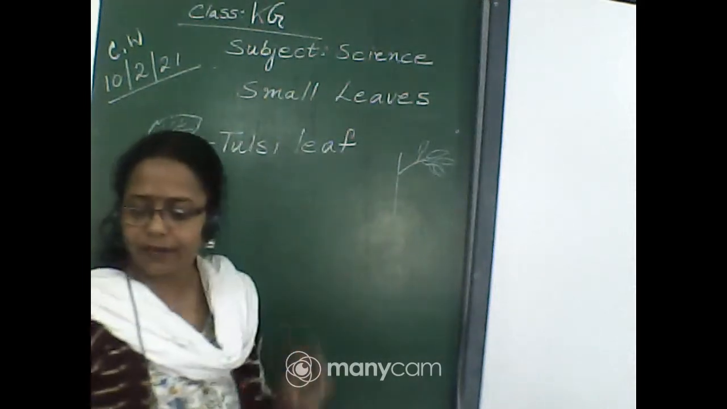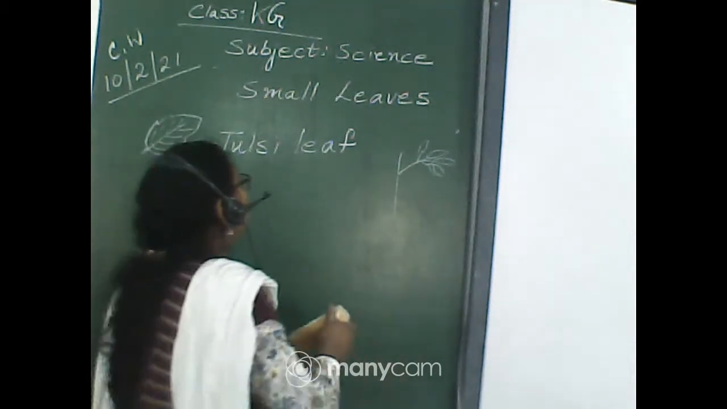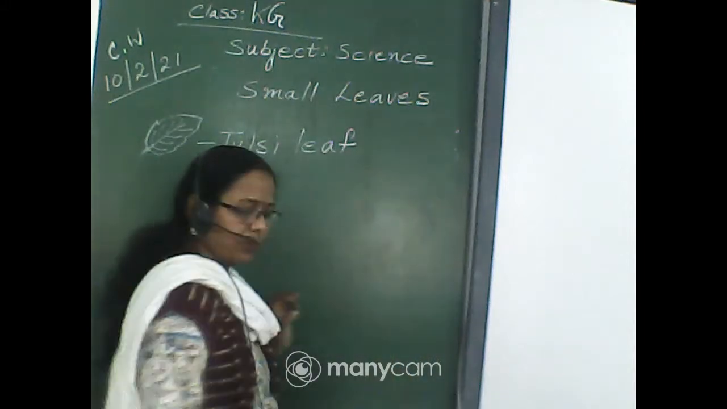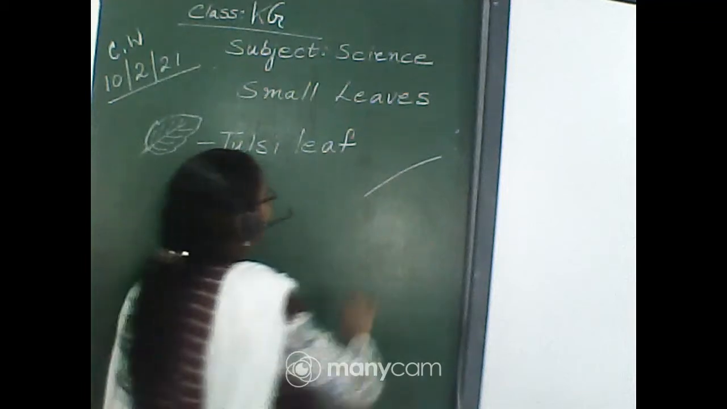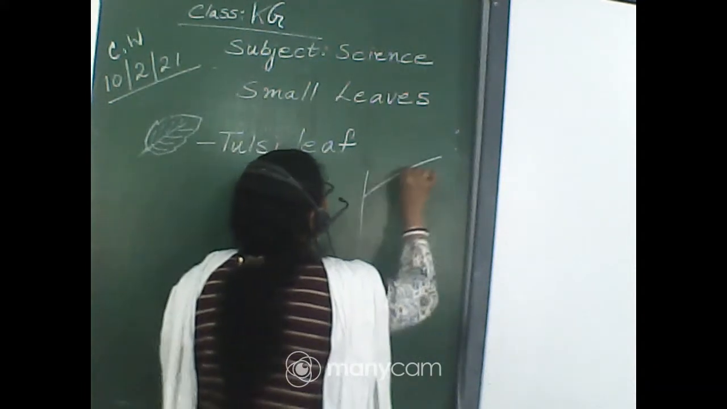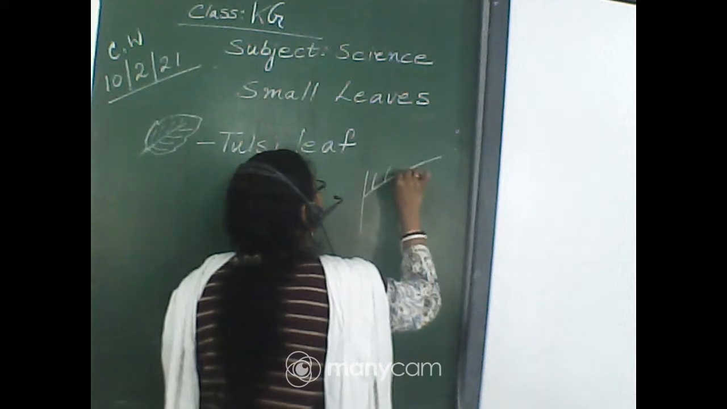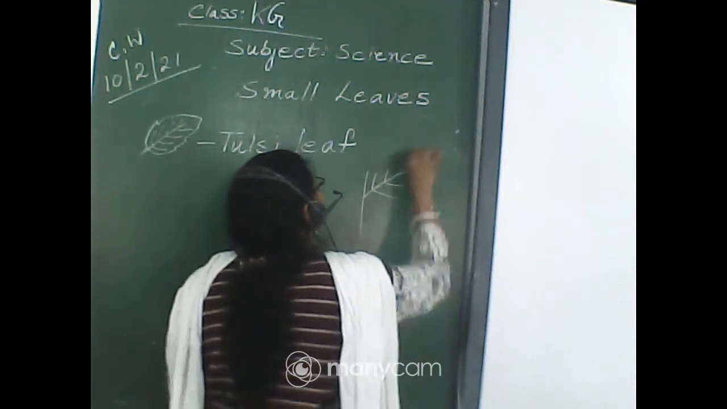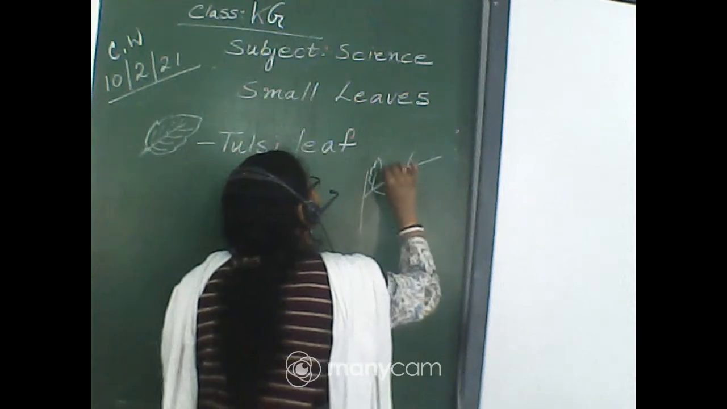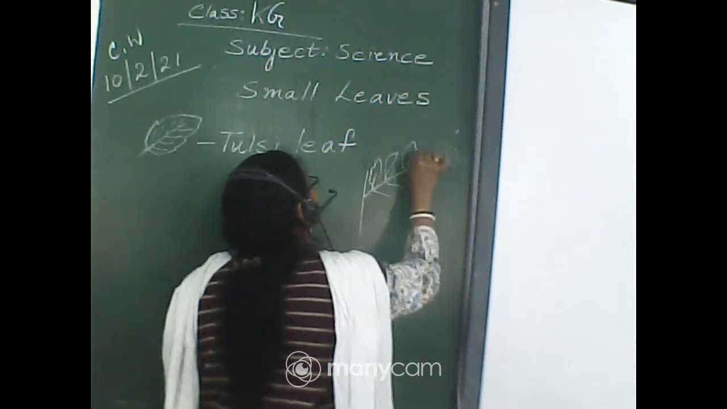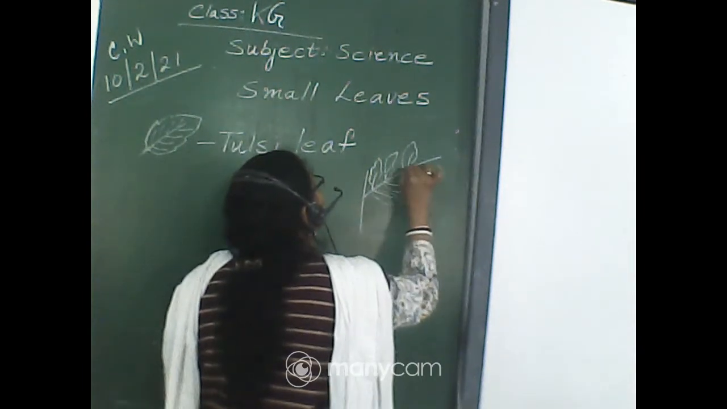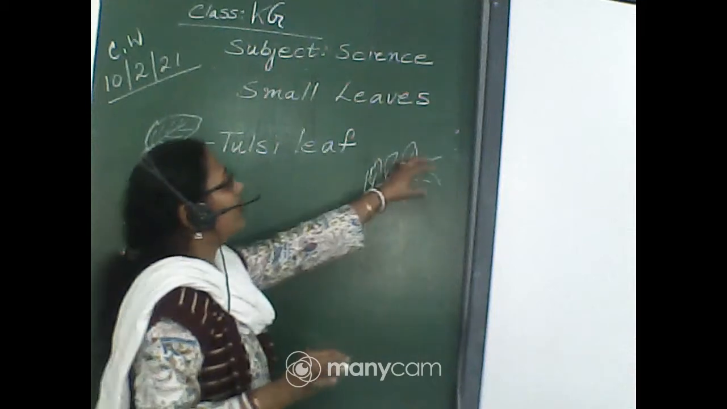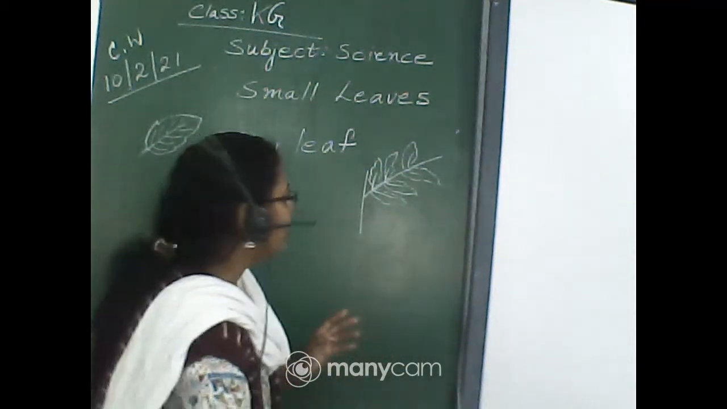But how do rose leaves grow? On one stem, a bunch of leaves are there. This is the stem, this is the branch, and on this branch many leaves will be there. Like this, many leaves will be there. So this is the variety of small leaves. Usually small leaves are many in one bunch. Okay, so let us draw the rose leaf.